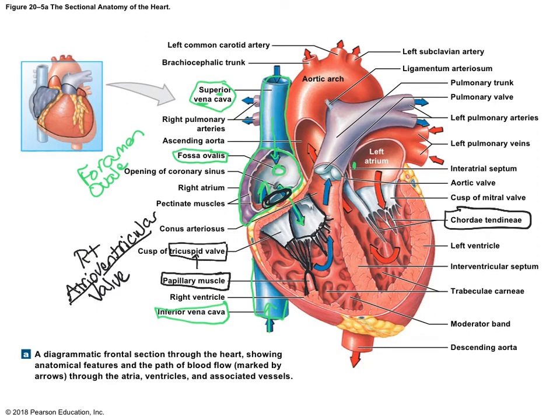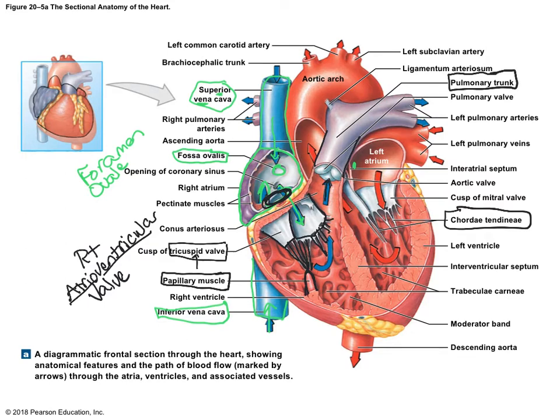So those are holding down, pulling on those chordae tendineae and keeping the tricuspid valve open. All right, so then let's move on. So from this right ventricle, blood would flow into the next place where there's an opening, and that next place is this big blood vessel right here, and that is called the pulmonary trunk. That is the pulmonary trunk.